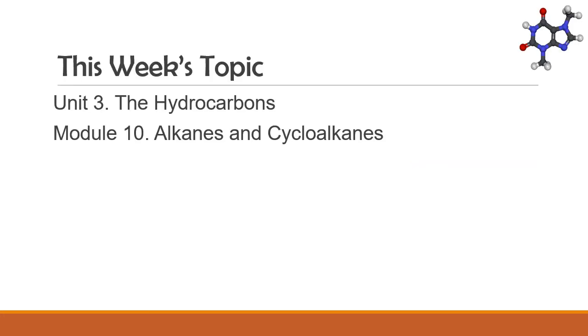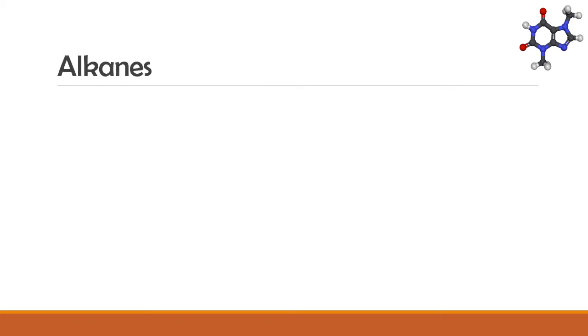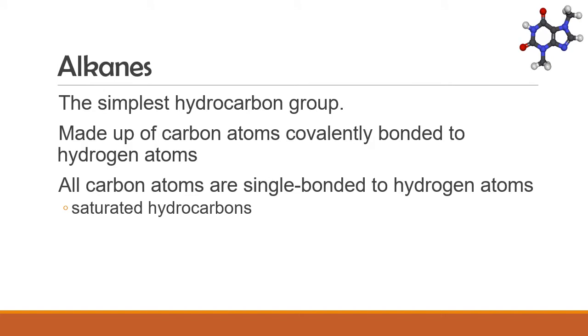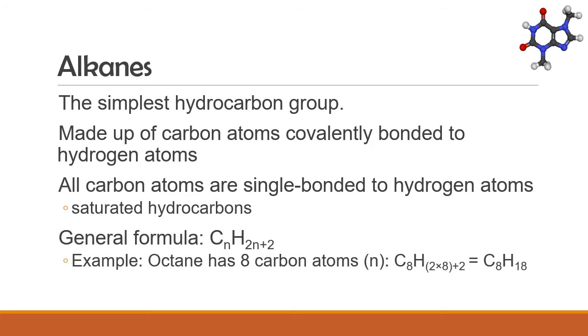Hello everyone. This week we will discuss the simplest hydrocarbons, the alkanes. In Module 9, you were introduced to the first 10 alkanes. Alkanes are the simplest hydrocarbon group. They are made up of a string of carbon atoms covalently bonded to hydrogen atoms. All the carbon atoms are bonded to hydrogen atoms using single bonds. Thus, alkanes are called saturated hydrocarbons.